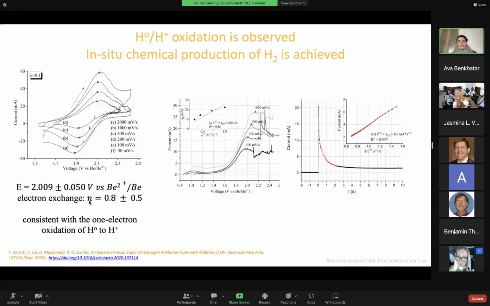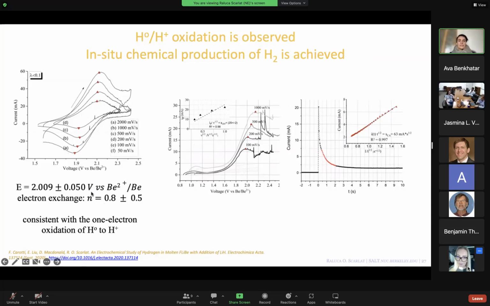We're not looking at oxygen, for example. We know we're not looking at oxygen because oxygen would be a 2-electron reaction. O2 minus would need to lose 2 electrons in order to oxidize to O2 gas. Whereas hydrogen needs to lose 1 electron in order to oxidize to H plus. And from the peak separation here, we can determine that it's a 1-electron reaction, so it's definitely not oxygen.